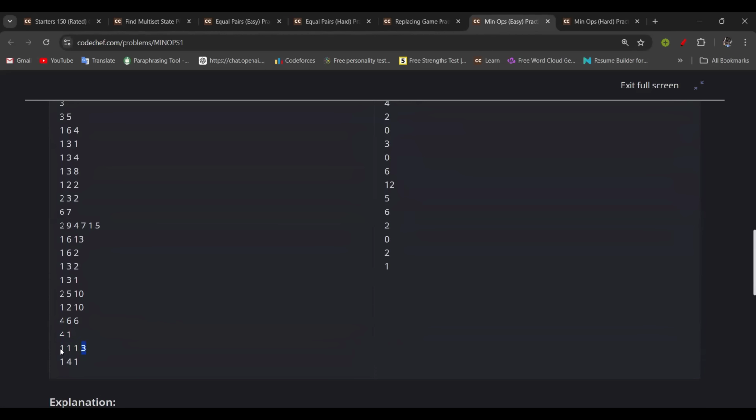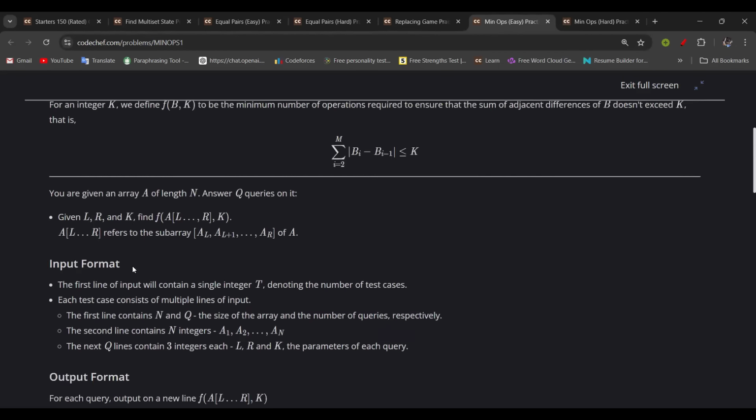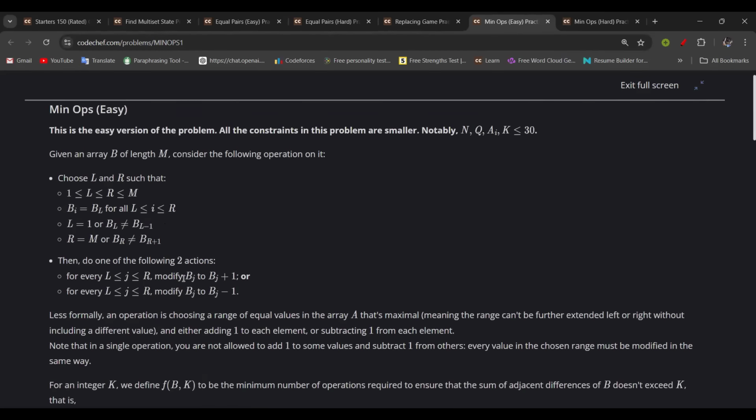These are the ranges that you can select. Let's say you selected this range. After selecting a range, what you can do for the whole range is decrement all the values or increment all the values. Just modify bj to bj plus 1 or bj to bj minus 1. So either decrement all the values together or increment all the values together. That's the operation you can do. This is a single operation that you can do on the array.